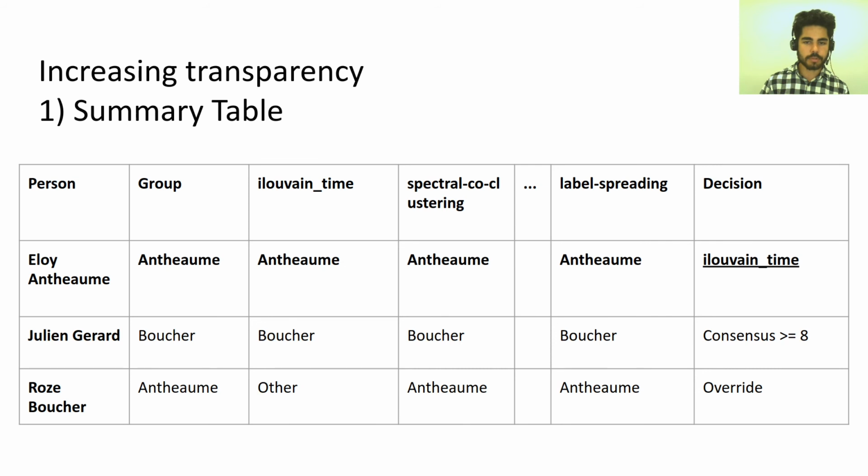The rightmost column shows that the user used the Louvain algorithm to put Eloy Antome in the Antome group. She also used the consensus of 8 algorithms to put Julien Girard in the Boucher group. Finally, she manually labeled Rose Boucher as being in the Boucher group too. The table provides a summary of the provenance of the results.